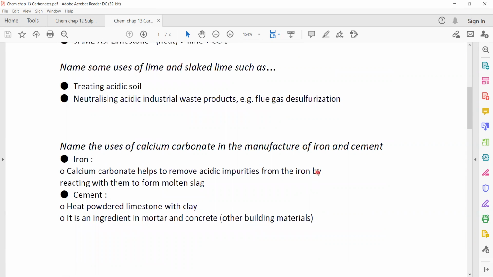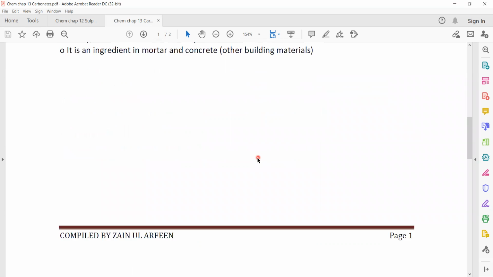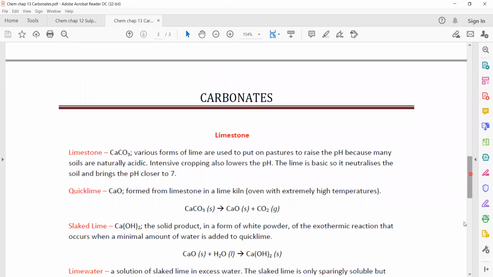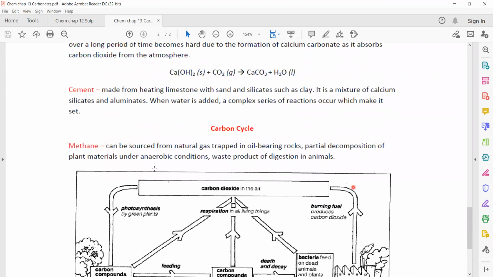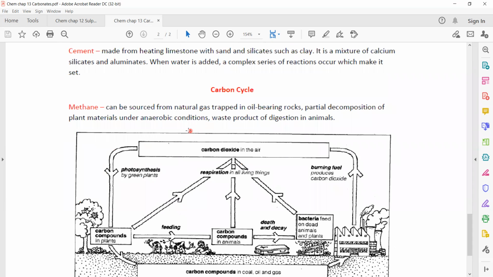Then, what are the uses of calcium carbonate? It can be used for manufacture of iron or extraction of iron, basically. In a blast furnace, calcium carbonate is heated and decomposed to form calcium oxide. That calcium oxide reacts with acidic impurities to form a slag, and it is also used for cement. So heat powdered limestone with a clay, and it is an ingredient in mortar and concrete. Other building materials are there, so result in formation of a cement. So this was a quick revision for carbonate.